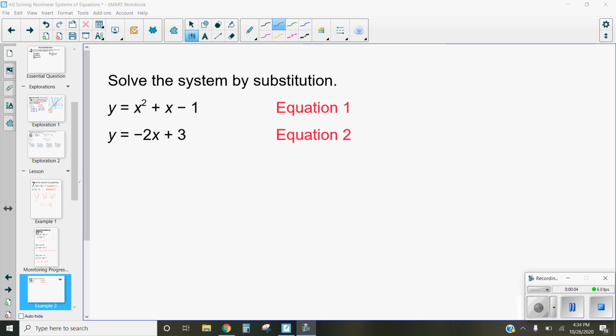Hi, this is Mrs. Kidman, and in this video, we are going to talk about how we can solve the system of equations by substitution. Now, what substitution means is if we have something that's equal to it, we can put it in its place.